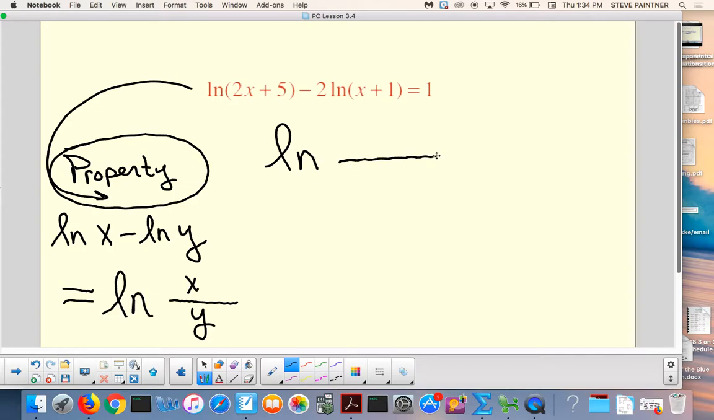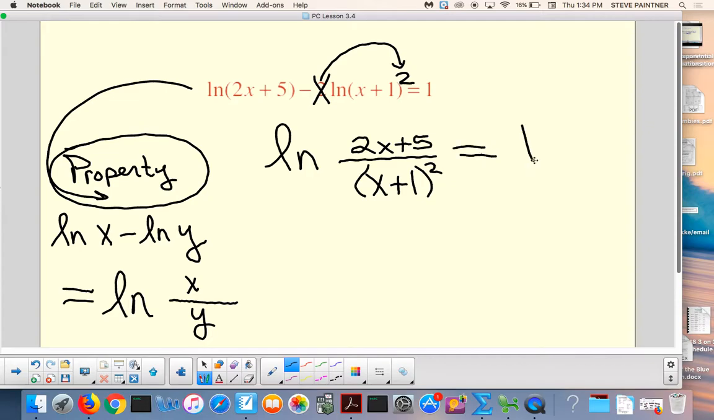What's it going to be on top? 2x plus 5. What's it going to be on the bottom? X plus 1 what? Squared. Why squared? Because this 2 belongs here, doesn't it? Yeah. That's another property, by the way. Equals what? 1. Now you're ready to go. You are taking the natural log of that.